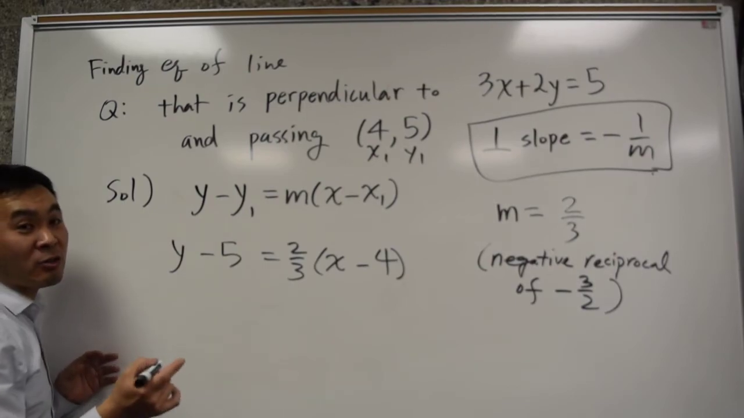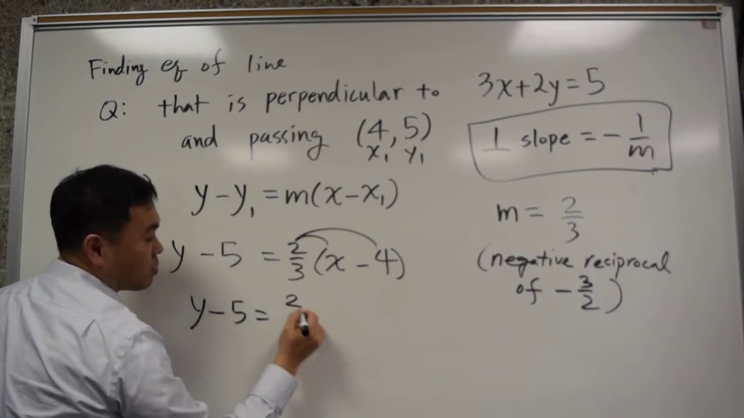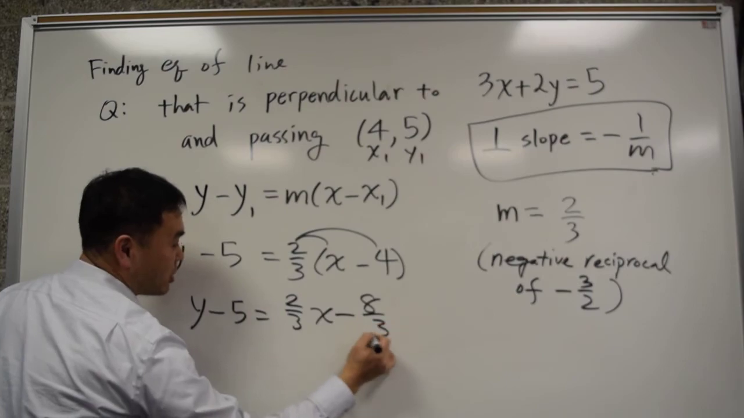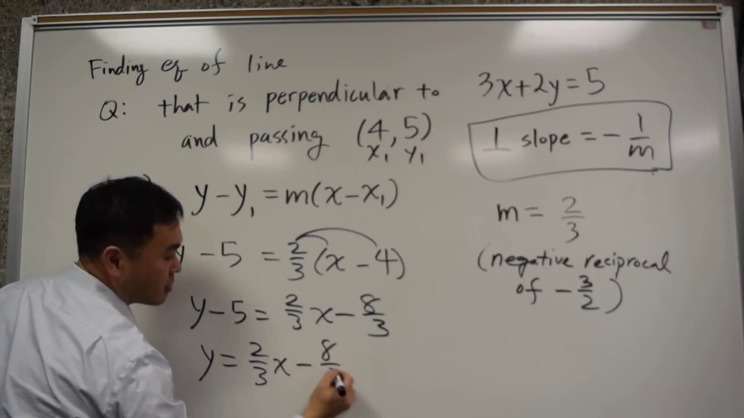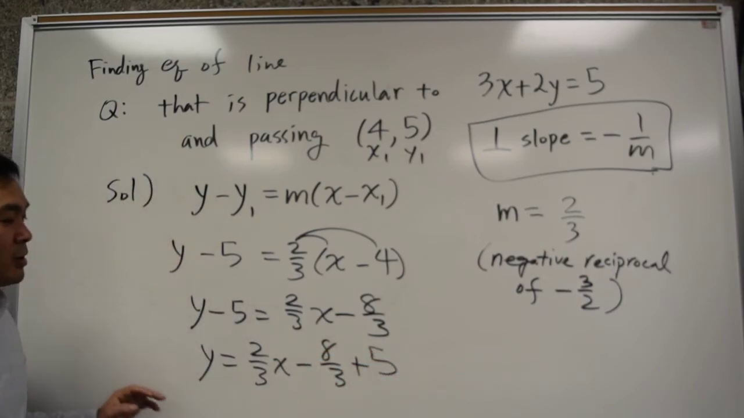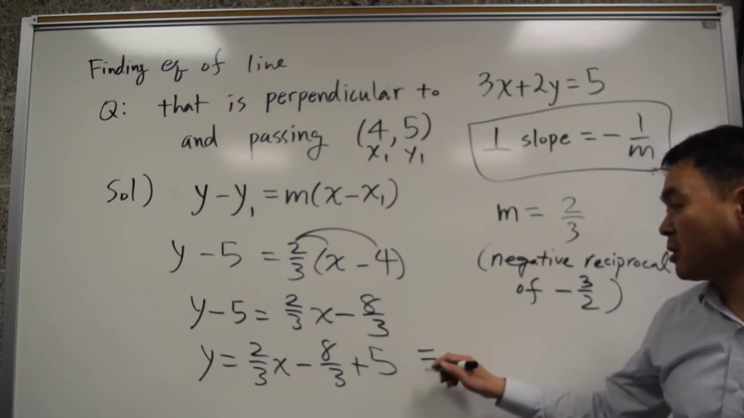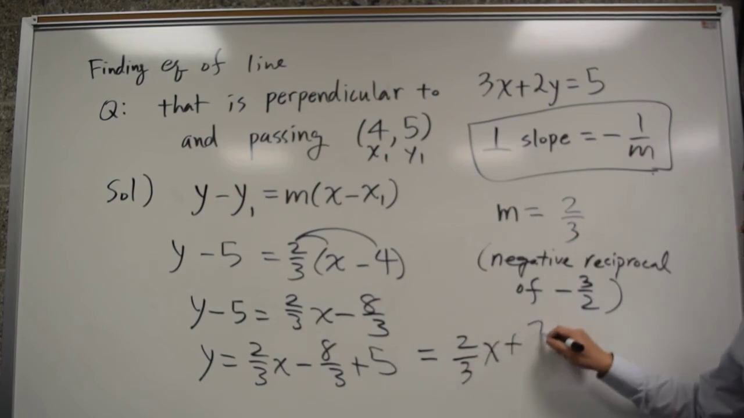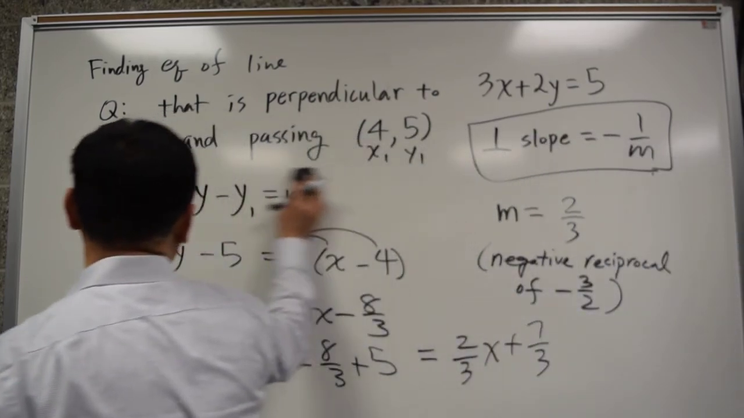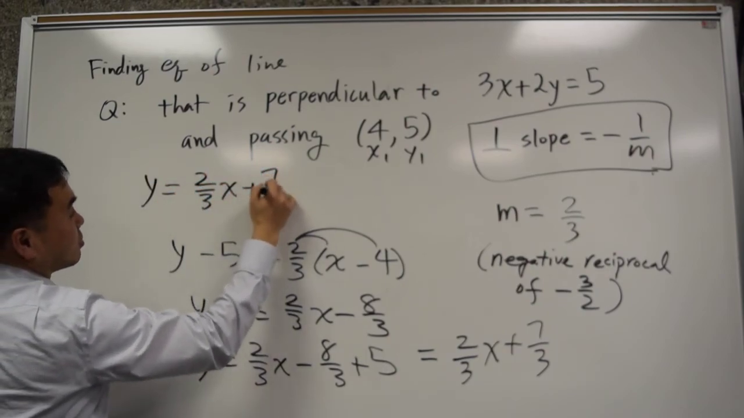If the question asks for slope intercept form, then you should multiply this, so that's 2 over 3 x minus 8 over 3, and then add 5 to both sides. 5 is what over 3? 15 over 3, right? Therefore 15 minus 8 gives you 7, so that's 2/3 x plus 7 over 3. The final answer to this question would be y equals 2/3 x plus 7 over 3. That's the final answer.